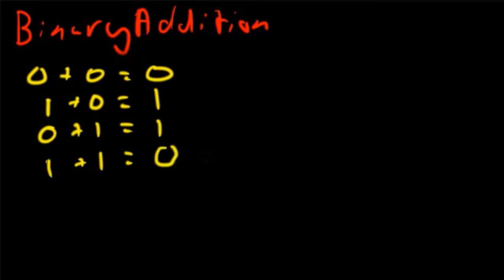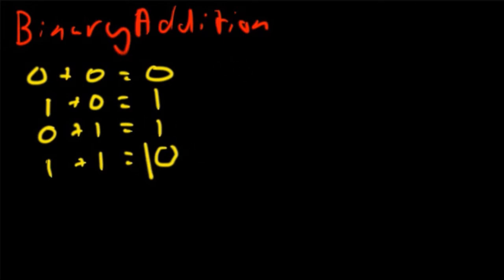But with this, I should say, this is not equal to 0, it's equal to 10, I guess. So when both are off, the output's off. When one's on, the output's on. When both are on, the output is off, but then it adds 1 to the next column.